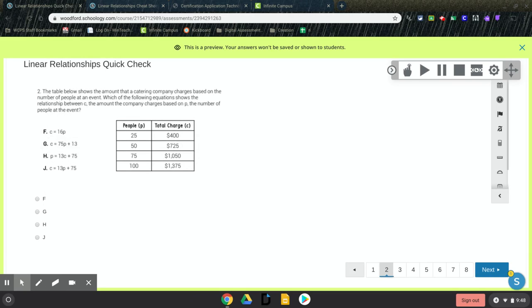Number 2. The table below shows the amount that a catering company charges based on the number of people at an event. Which of the following equations shows the relationship between C, the amount of money the company charges based on P, the number of people at the event? So you come right here and you can kind of figure out what is your equation. So we know our equation is going to be y equals mx plus b.